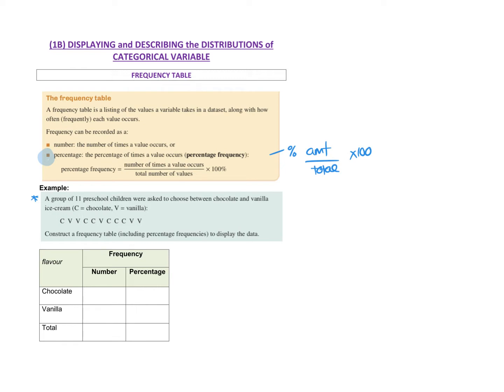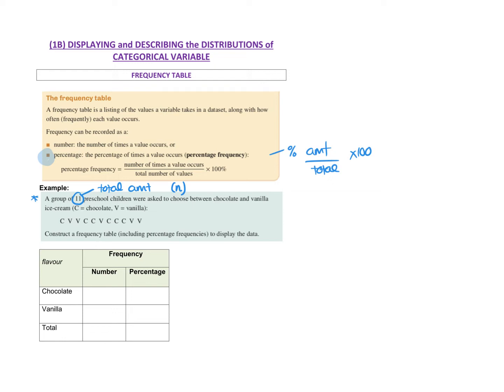We've got 11 preschool children. So when they tell you, often they'll tell you the total amount of people in their blurb. So we've got the total amount, and often in our formulas we refer to that as N, the total data. Okay, so we've got 11 kids picking either chocolate or vanilla. So we're going to fill in this frequency table using it.